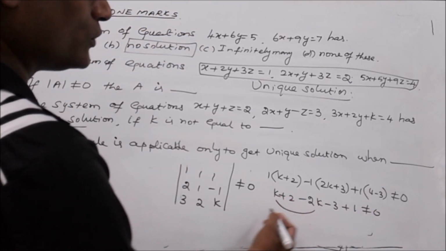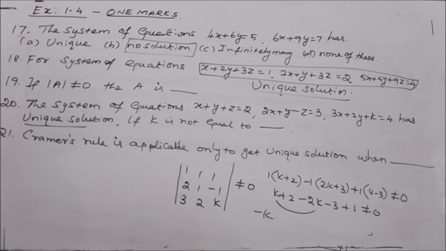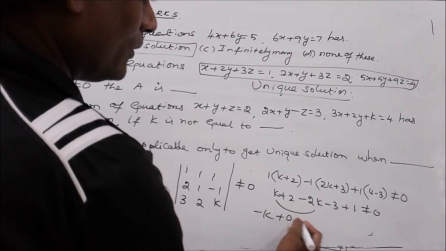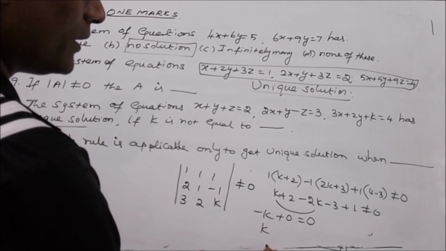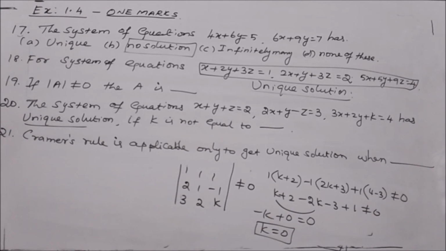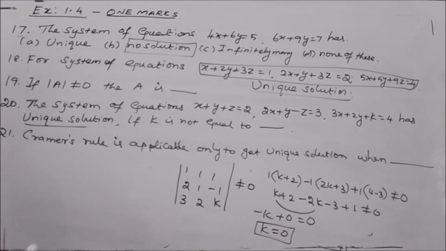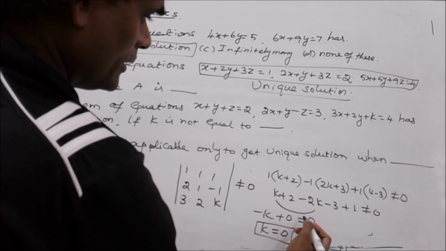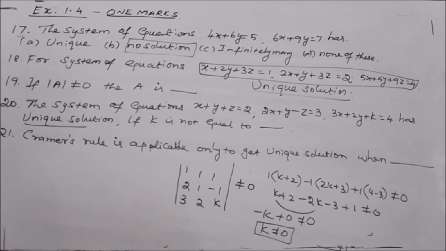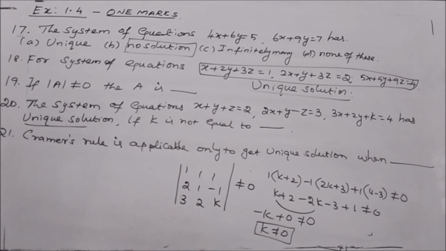So k minus 2k is minus k, then 2 minus 3 plus 1 equals 0, so minus k plus 0 equals 0, which implies k equals 0 is when the given system fails to follow a unique solution. The k should not be equal to 0. If k is other than 0, that is, k not equal to 0, the system follows a unique solution.